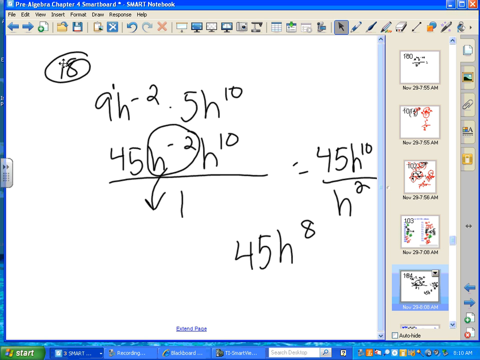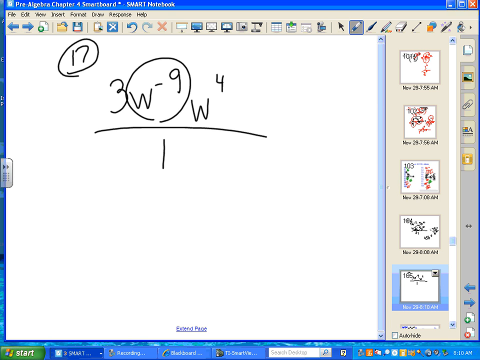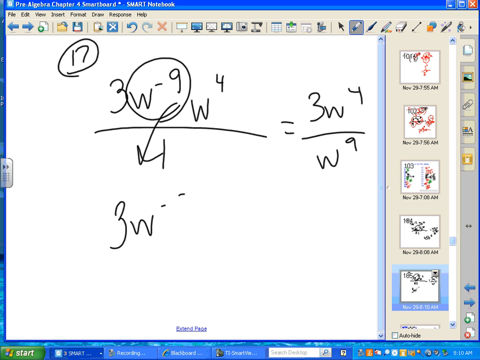Okay, 17. We have 3w to the negative 9th times w to the 4th. So all you do on this one is move the negative exponent to the bottom. So we have 3w to the 4th over w to the 9th. And then, you with me? Subtract exponents. So 4 minus 9 is negative 5. And then this goes to the bottom. Got it? Okay. Doug.